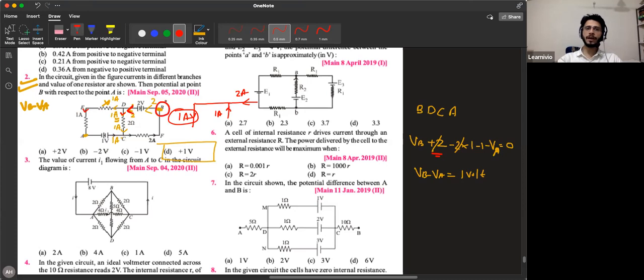Okay, the point B will have some potential, so I name it as VB. When we are going from one point to another, we assume that our initial point is at higher potential and the final point is at lower potential. That's why I write this as VB and this as minus of B. Yes, clear, sir.